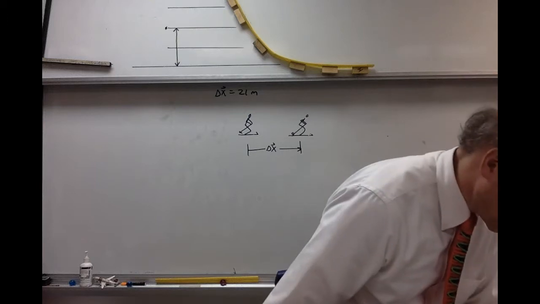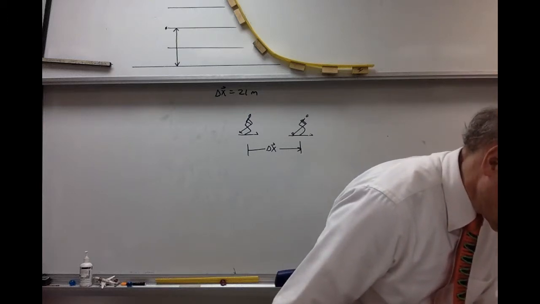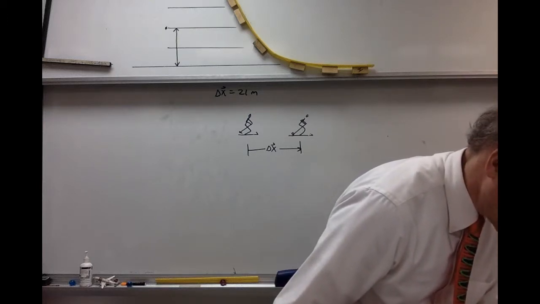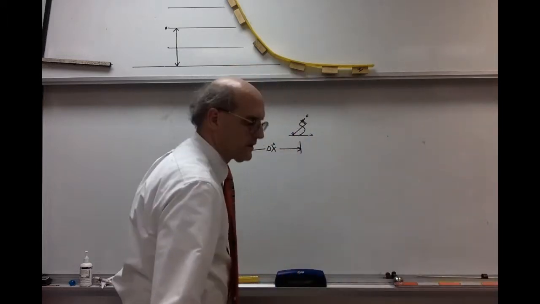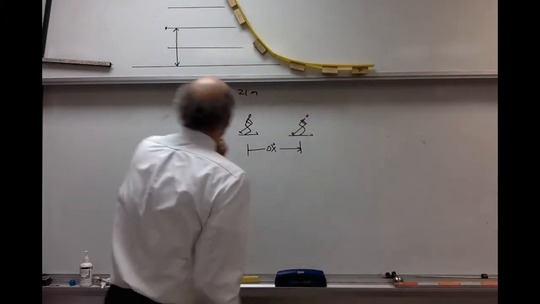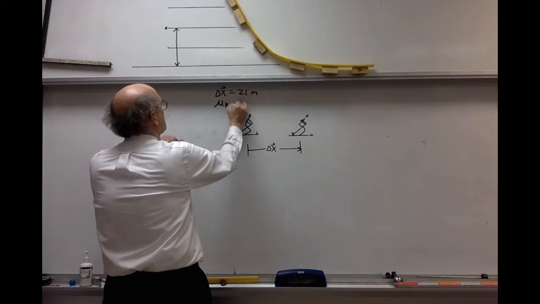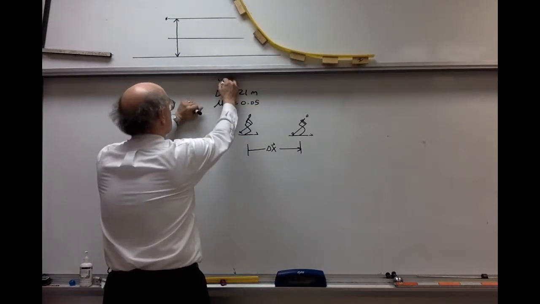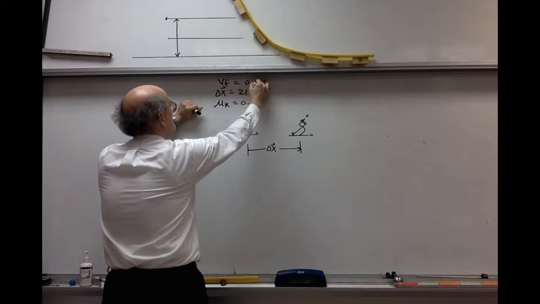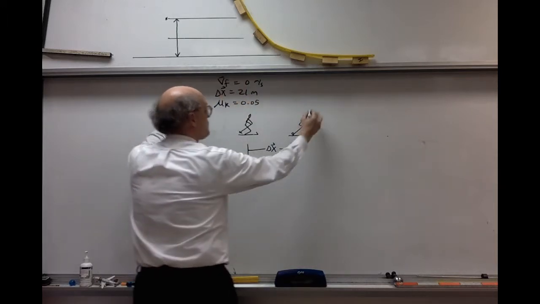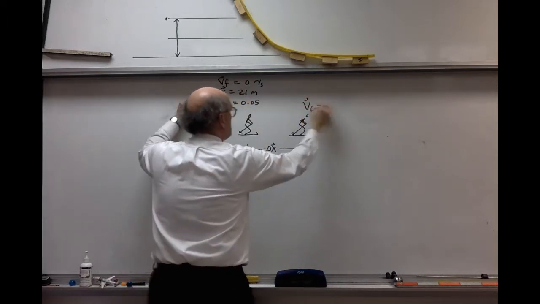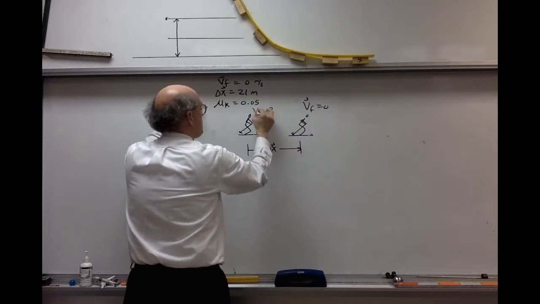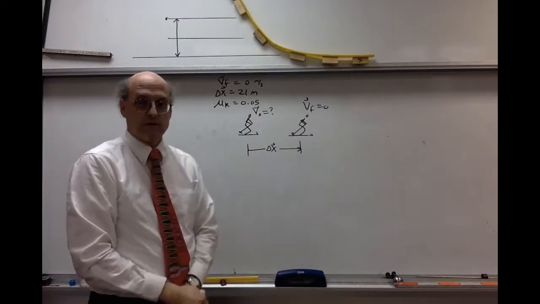We know the coefficient of kinetic friction is 0.05. And a very valuable piece of information is that the final velocity of the skier is 0. And the unknown is the original velocity of the skier.